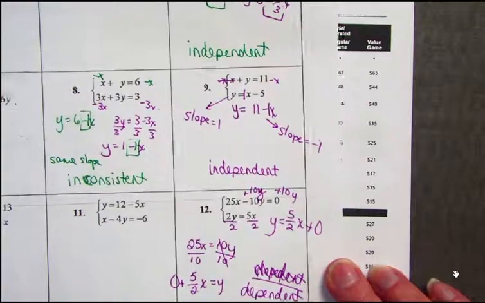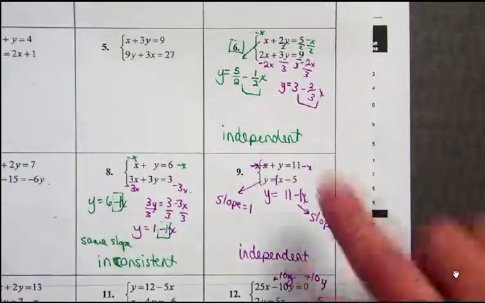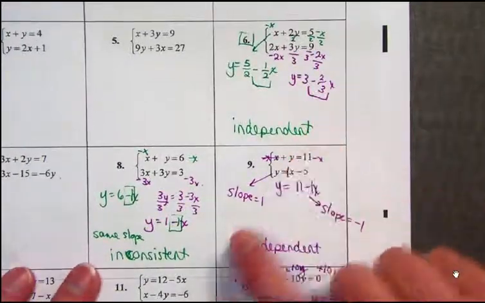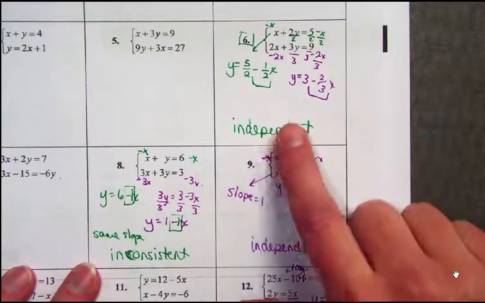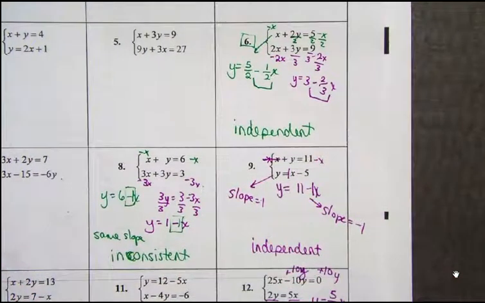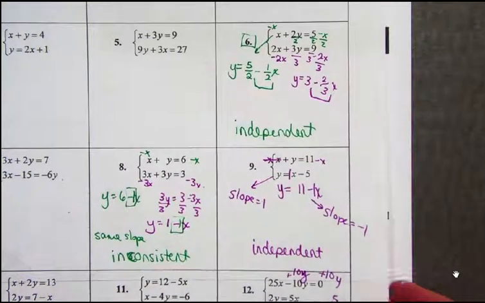Alright, so we have a dependent system. Up here I have a few examples of independent and inconsistent, so if you need to hit pause and check those ones out a little bit further, you can do that. But I'd like to flip over to the back side.